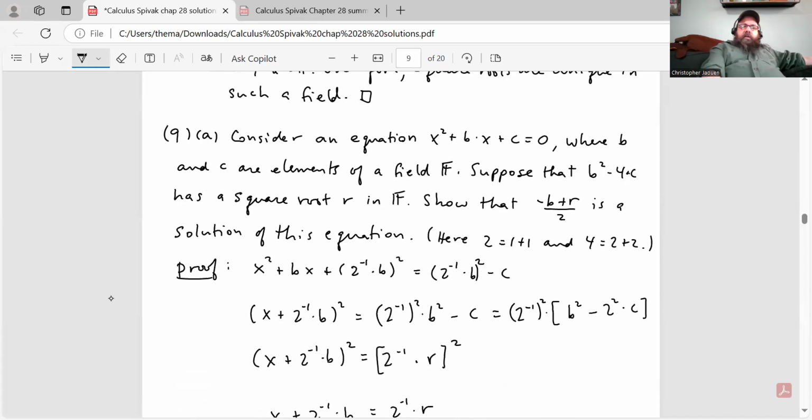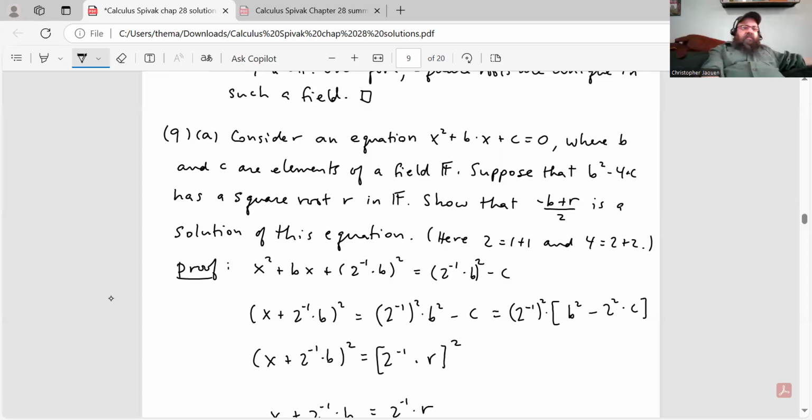Okay, question number 9. Part A, consider an equation x squared plus bx plus c equals 0, where b and c are elements of a field F. Suppose that b squared minus 4 times c has a square root r in F. Show that minus b plus r over 2 is a solution of this equation. Here he's just stating, because we're working in an abstract field, what the number 2 means: 1 plus 1, the sum of the multiplicative identity with itself. And 4 means 2 plus 2, or in other words, the sum of the identity with itself 4 times, if you want to think about it like that.